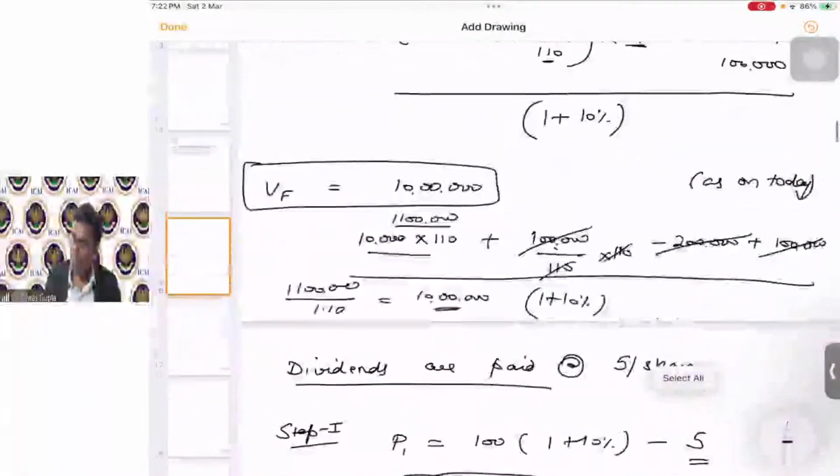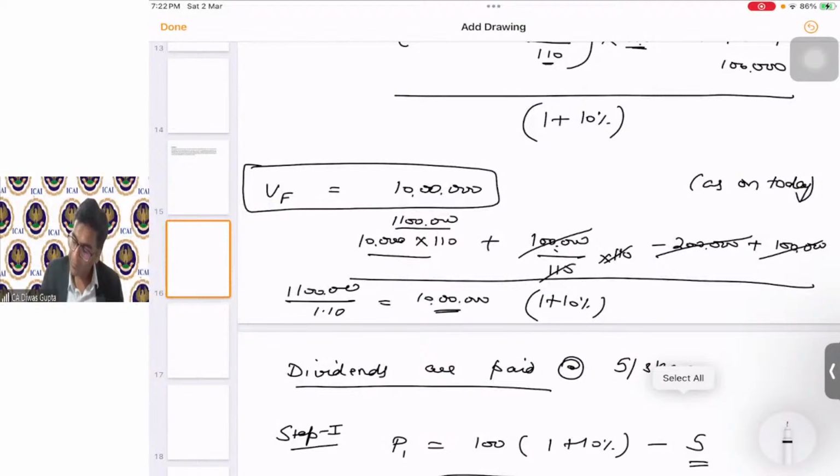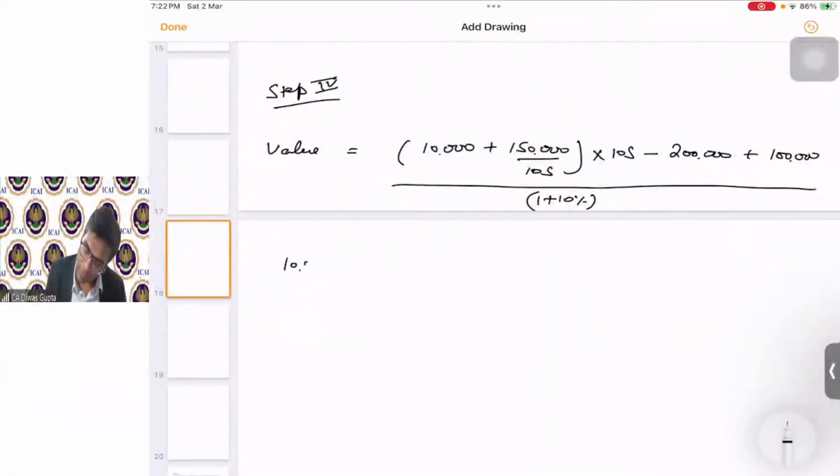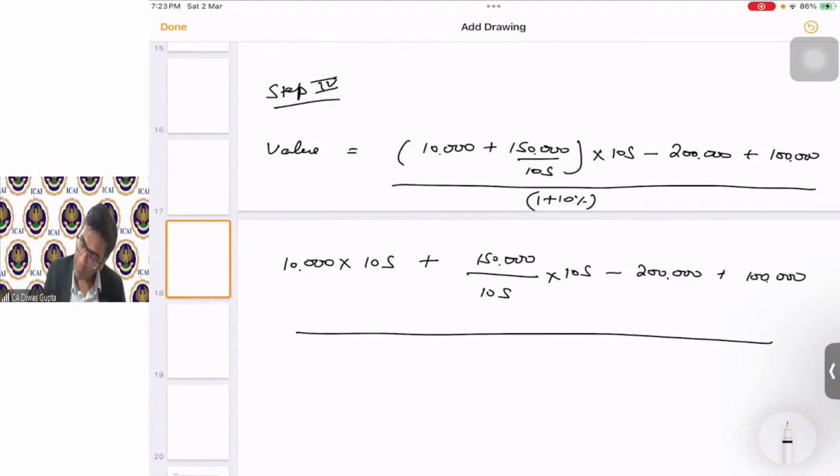Sahil, that is not actually 11 lakh minus 2 lakh. That was wrong. What I was saying is this was plus actually. So plus 1 lakh will get, and this plus 1 lakh will get reduced from this minus 2 lakh. That will get cancelled. Ultimately, what we will be left with is this. Okay. Now let's solve this. 10,000 into 105 plus 1,50,000 divided by 105 into 105 minus 2 lakhs plus 1 lakh whole divided by 1 plus 10%.